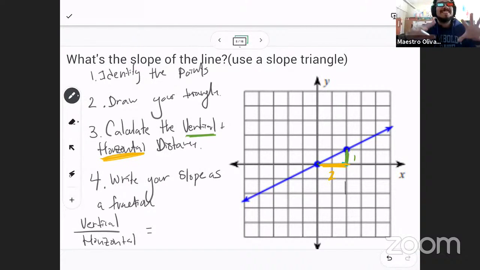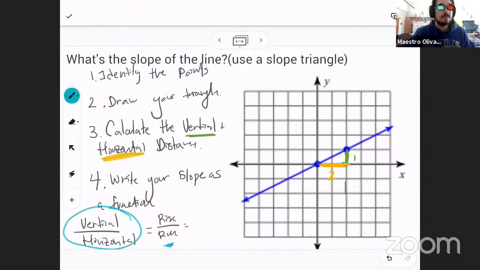Oh yeah, so let's get back on track. Vertical over horizontal. It's the same thing as rise over run. And I'm telling you right now, I might start saying rise over run. So if you hear me say rise over run, it's the same thing as vertical over horizontal. And yes, you are correct. It is 1/2. Y'all are doing such a fantastic job right now. Are there any questions right now?